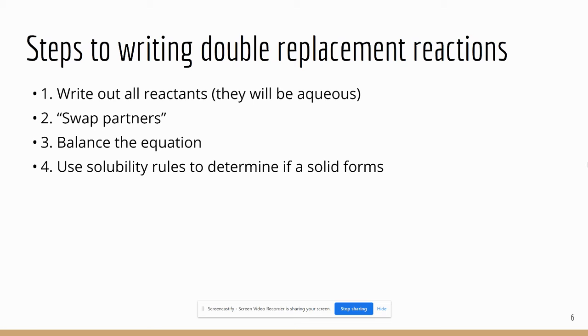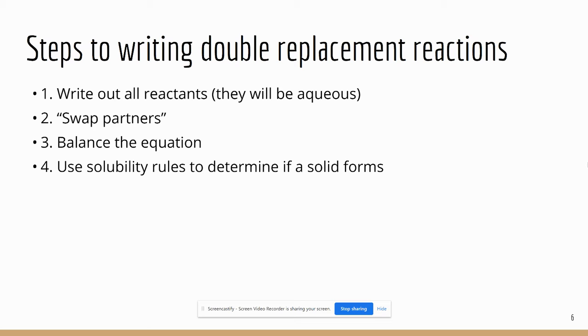Pause here. You don't necessarily need to follow these 4 steps exactly as they're written. I include them because a lot of students like to have just a set of steps to go through. But again, if you can sort of intuit your way through it, there's nothing wrong with that.